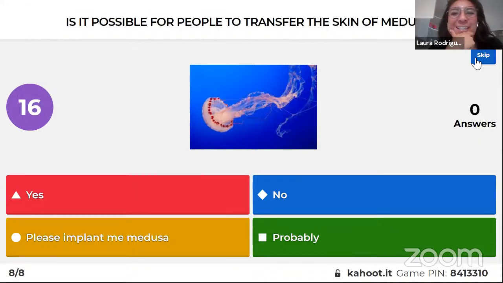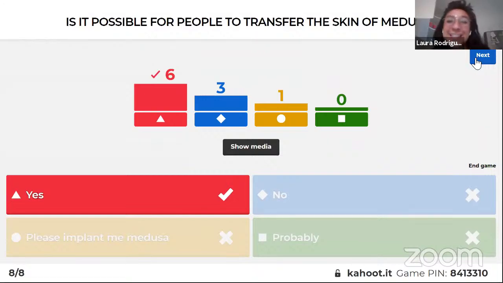Nice. And the next, what do you think? Is it possible to transfer a skin of Medusa to human? Three, two, one. Yes. Correct. It is possible, because there is no reaction in our immune system against the skin of the Medusa, because there is no DNA. It's just a polymer, like cellulose from the plants. So we can transfer a skin of Medusa into human skin.